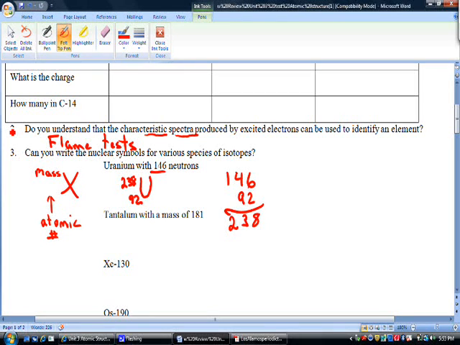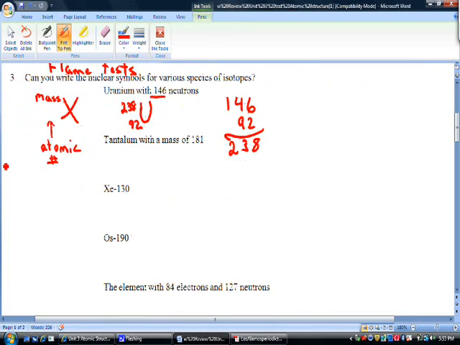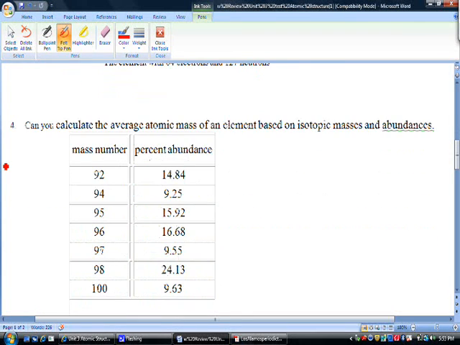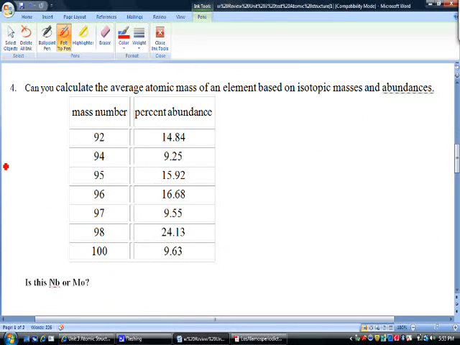So that's the symbols of various isotopes. Can you write those? That's one thing you need to do for the test. Another thing you need to do for the test is calculating the average atomic mass of an element based on the masses of the different isotopes that make this element up, and of course also multiplied by their relative abundance.